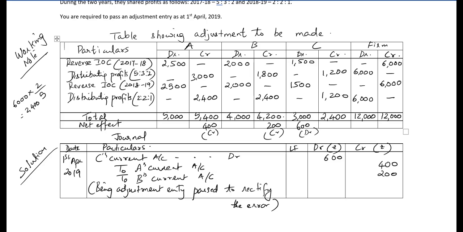So this problem was slightly different because the profit sharing ratio over the 2 years was changing. The first year it was 5:3:2, and the second year it was 2:2:1. So since IOC was not supposed to be allowed, we reversed the IOC by debiting the partner and crediting the firm. But the total IOC for 2017-18 we distributed in 5:3:2, whereas the total IOC for the next year 2018-19 we distributed in the ratio of 2:2:1.